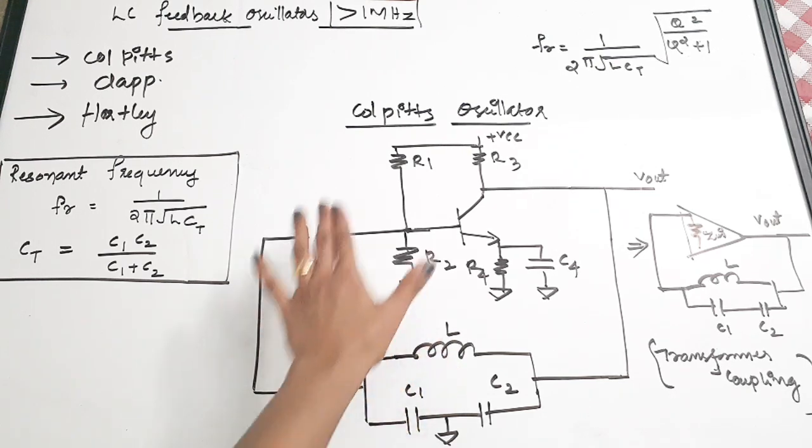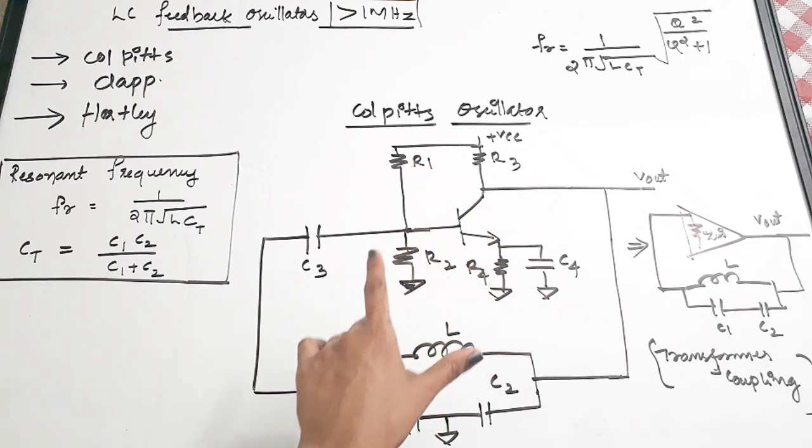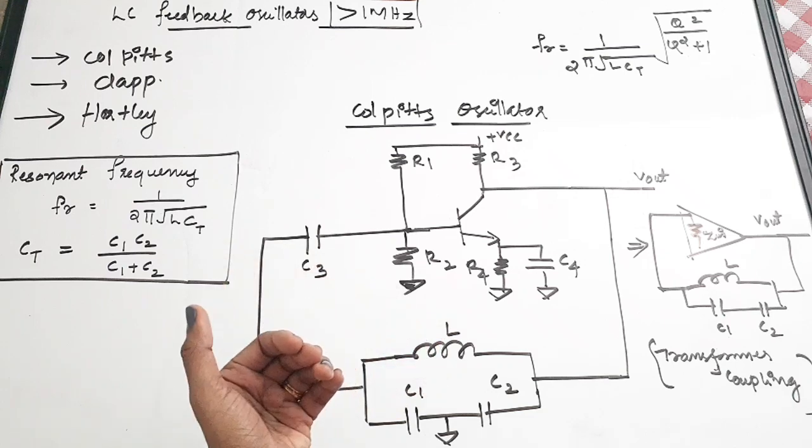This is an amplifier stage which is realized with the help of a BJT. This is a common emitter configuration which is very familiar to everyone.